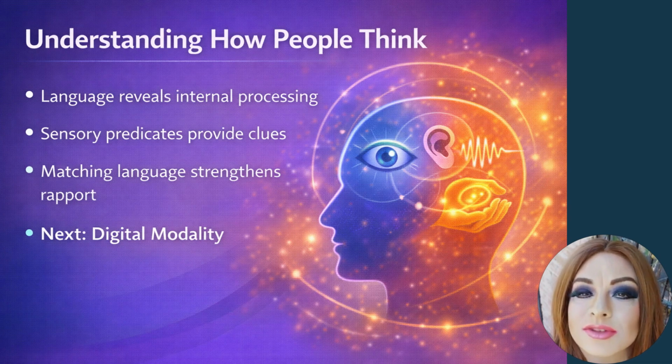In this part of the series, we explored how people reveal their internal processing through language. Visual, auditory, and kinesthetic patterns appear naturally in conversation. By listening for sensory predicates, you can begin to recognize how someone organizes their experience. Matching these patterns helps communication feel clearer and more comfortable. This awareness strengthens rapport and improves understanding. In the next part of the series, we will explore another representational style known as digital modality, which focuses on internal dialogue and analytical thinking.